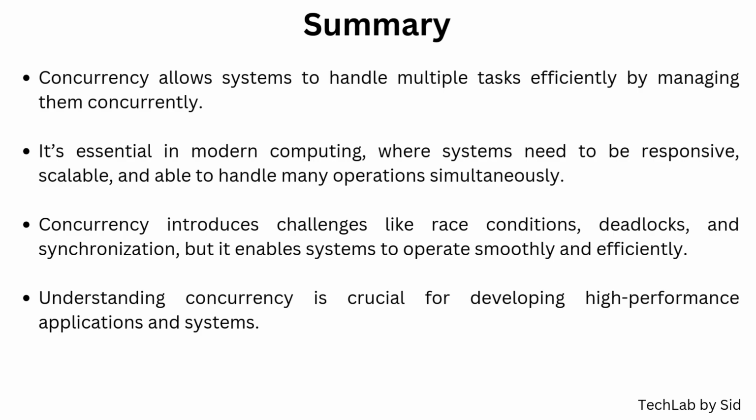In summary, concurrency plays a vital role in modern computing, enabling systems to handle multiple tasks simultaneously and efficiently. It is essential for creating responsive and scalable applications that can perform many operations at once without sacrificing performance. By allowing tasks to run concurrently, systems can make better use of available resources, such as processors, and can deliver faster, more reliable performance. However, concurrency also introduces challenges, including race conditions, deadlocks, and the need for synchronization between tasks.